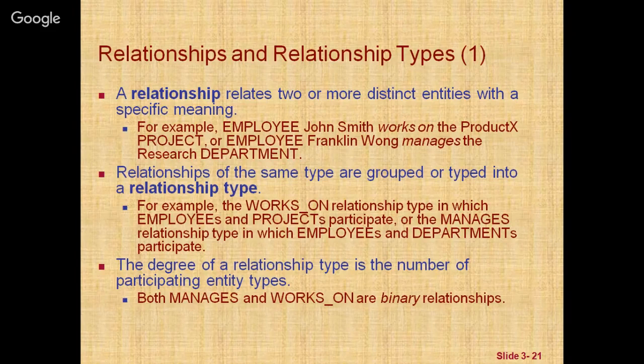Relationships of the same type are grouped or typed into a same relationship type. For example, the works on relationship type, in which the employees and projects participate, or the manages relationship type in which employees and departments participate. The degree of relationship type is the number of participating entity types. So both manages and works on are binary relationships, meaning two participating entity types.